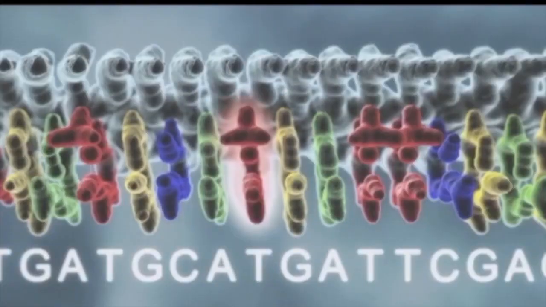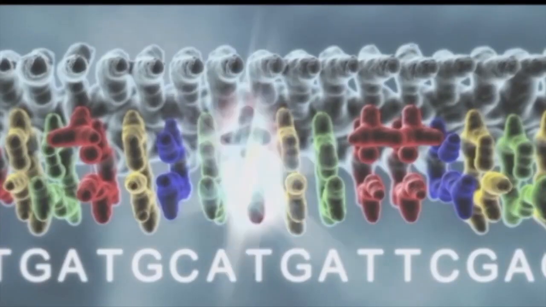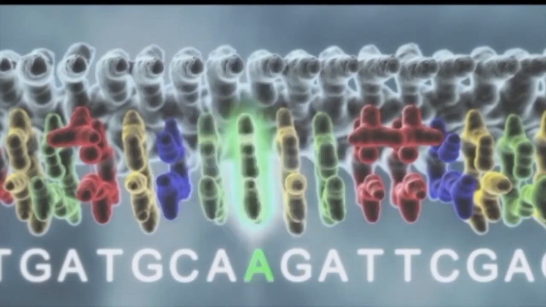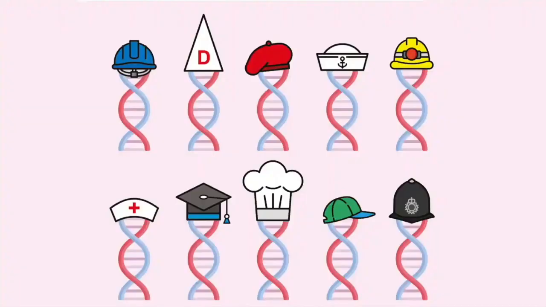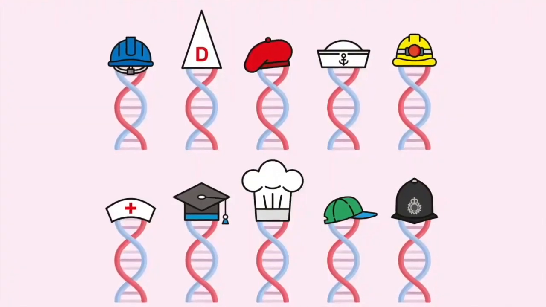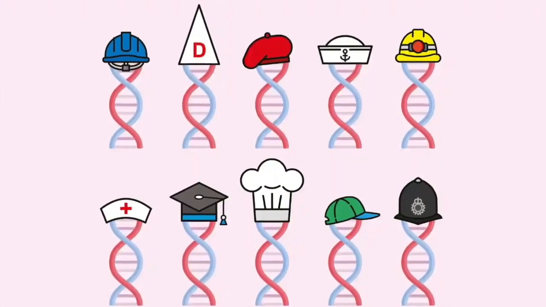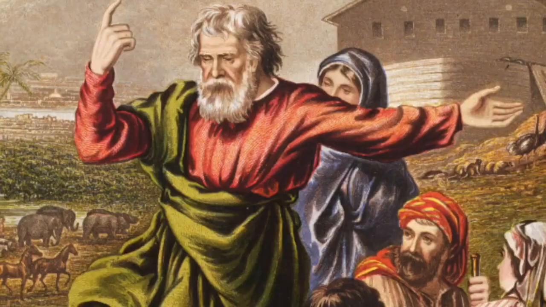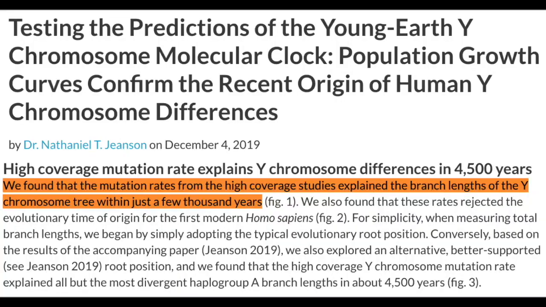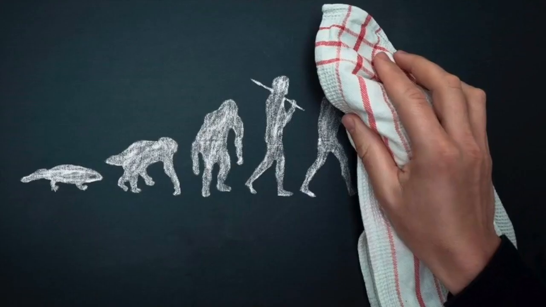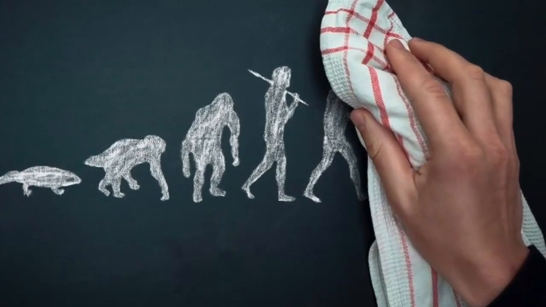Since we now know the Y chromosome mutates fast, a lot faster than the evolutionary community has ever predicted, there ends up being, on average, 3 mutations per generation. And there ends up only being a few hundred mutations separating people worldwide. Then, our last Y chromosomal ancestor, Noah, existed just 4,500 years ago. This is all inconsistent with human evolution and common ancestry.